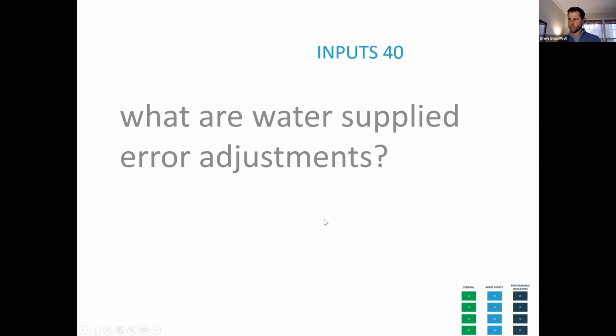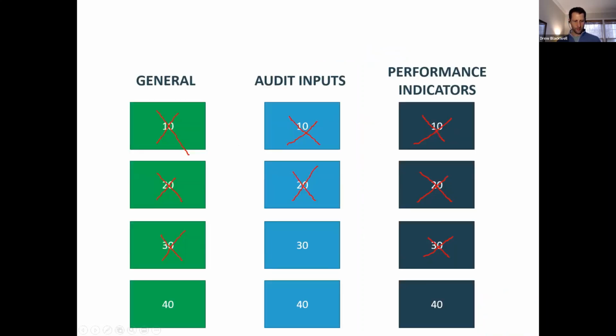All right. So inputs for 40 closes out, or no, inputs for 40 here. All right. So Trish, I'll let you decide where we're going to next. Let's finish out audit inputs for 30, please. All right. You got it.